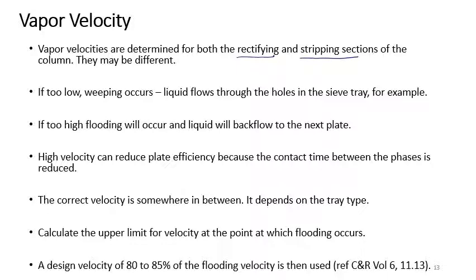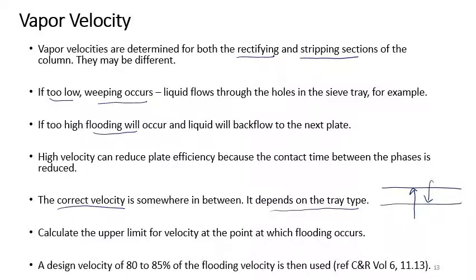As mentioned previously, if the vapor velocity is too low, then weeping may occur. If it's too high, then flooding may occur, so liquid will backflow to the next plate or to the previous plate. So what you want to do is to find the correct velocity somewhere in between to avoid weeping and to avoid flooding. This also depends on the tray type, because the tray type will determine the way the vapor and liquid flow in the plate.